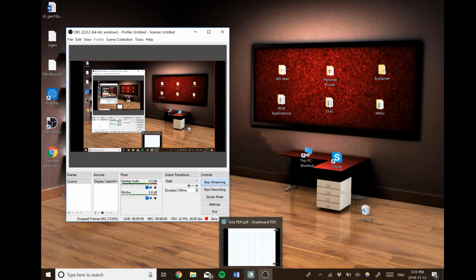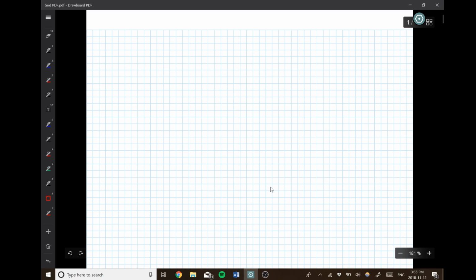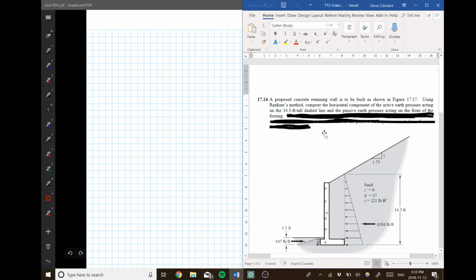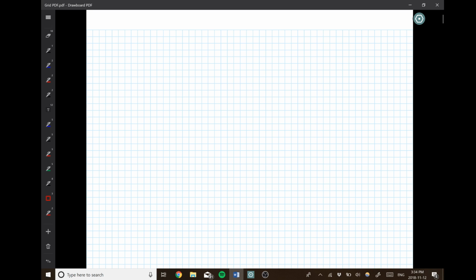But again, I'm going to start here with the first question, which is finding the lateral earth pressures, passive and active, for this diagram here. So I'm going to start by finding the slope, which we're going to need. So the slope, this is question 1. And this is a retaining wall.